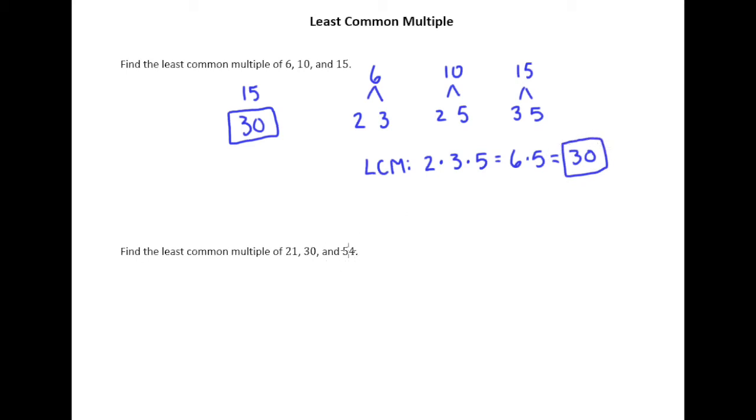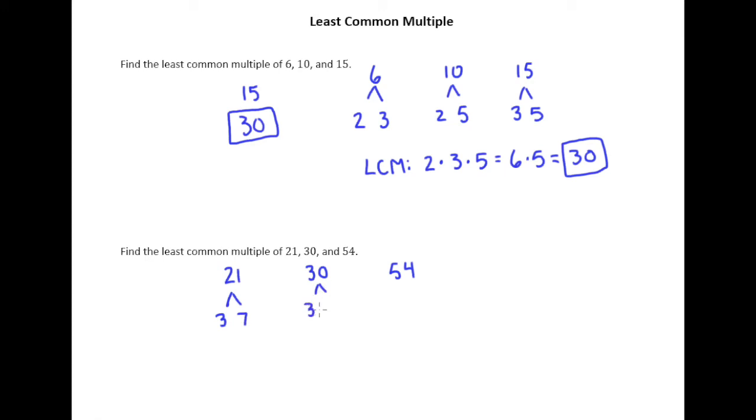Now, these numbers here are much larger, and so I'm more inclined to go with the prime factoring method right away for these 3. The list may or may not take me a long time to accomplish, but I really don't know that ahead of time. And so I'm going to just do the prime factoring method. So I'll prime factor each of these. So 21 is 3 times 7.